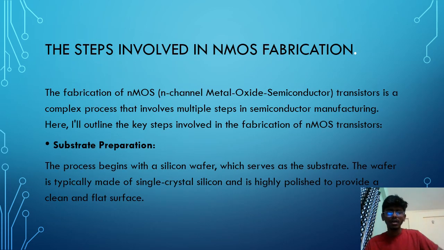Moving to the next slide, the steps involved in NMOS fabrication. The fabrication of NMOS, N-channel metal oxide semiconductor transistor, is a complex process that involves multiple steps in semiconductor manufacturing. Here, I will outline the key steps involved in fabrication of NMOS transistors. Substrate preparation. The process begins with a silicon wafer, which serves as a substrate. The wafer is typically made of single crystal silicon and is highly polished to provide a clean and flat surface.